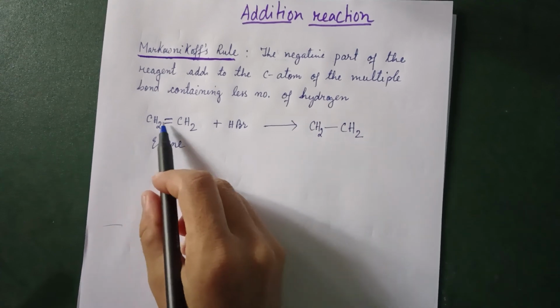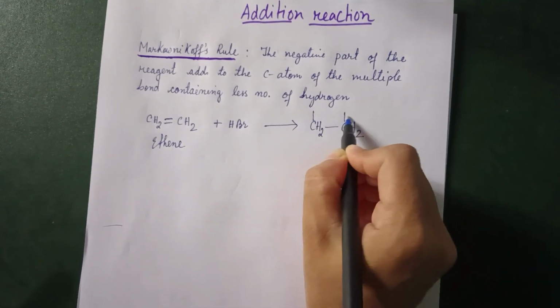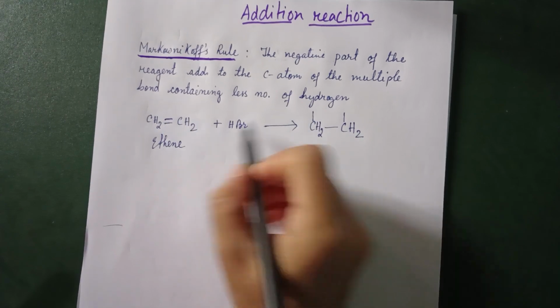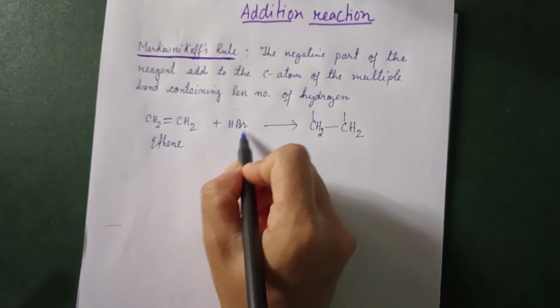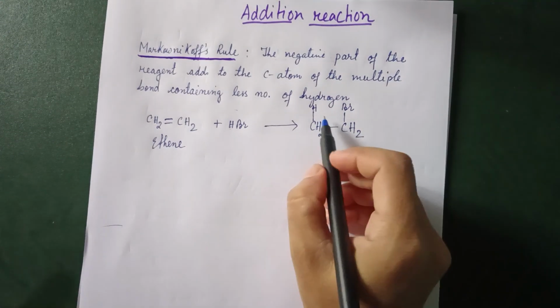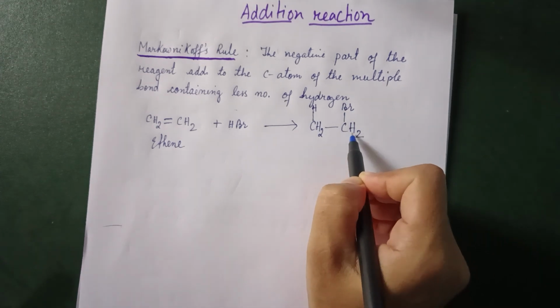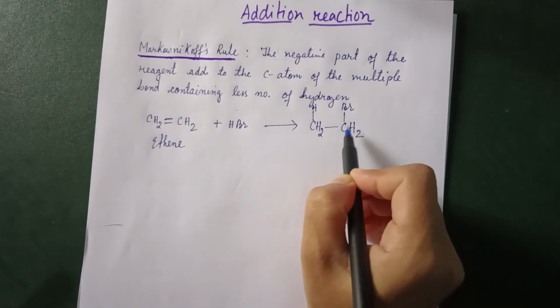Now this pi bond has broken and it has split into 2 parts. So what is our reagent here? Our reagent is H and Br. So I'll keep one H and one Br here, and H is added to one carbon and Br is added to the other carbon. So this is our product.